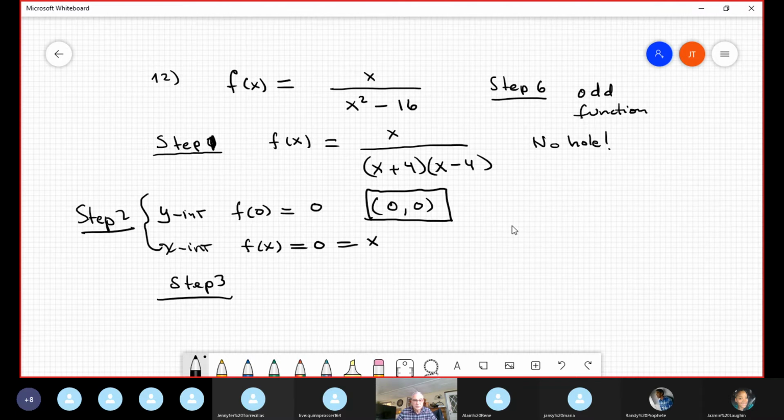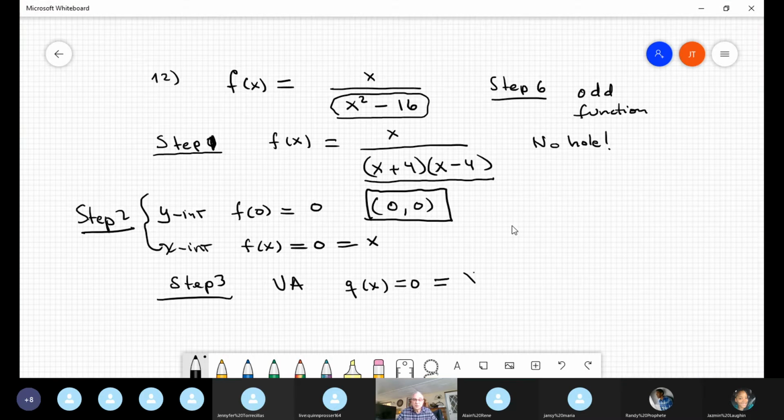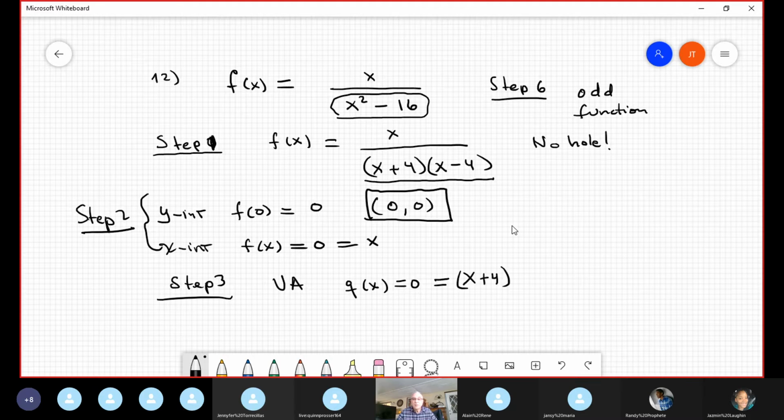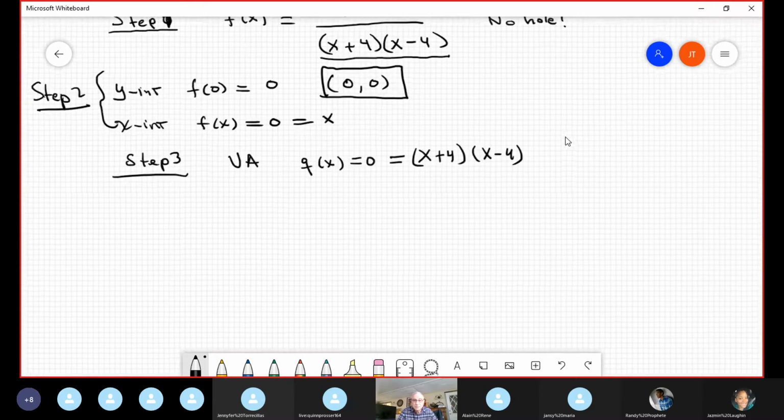Step 3 is the vertical, no? And we have vertical, yes or no? What is the formula to find the vertical? The formula is q of x equals 0. And who is q? The polynomial at the bottom, this guy, or this guy, doesn't matter. I suppose x plus 4, x minus 4 is obvious. Apply the zero factor property, that is plus or minus 4. So x equals positive 4, x equals minus 4.